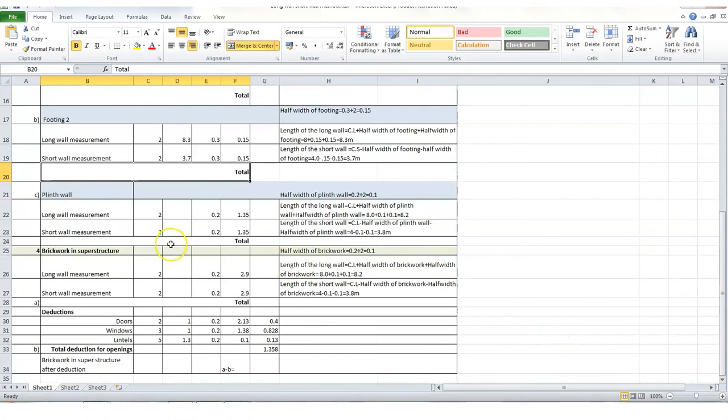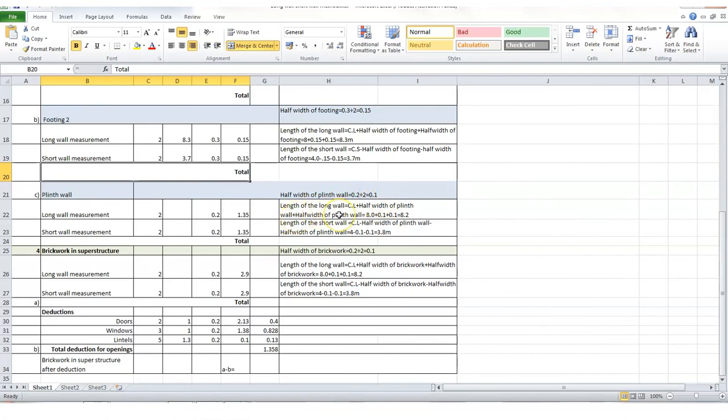For the plinth wall, we find the half width of the plinth. We saw that it was a brick footing. The plinth wall is made of brickwork, and it's 0.2 meters. We divide it by 2, and we get the value as 0.1, because we need that half value to add or subtract from the long wall and short wall respectively. So this value is important. It's actually easy for us to calculate that value right in the beginning.